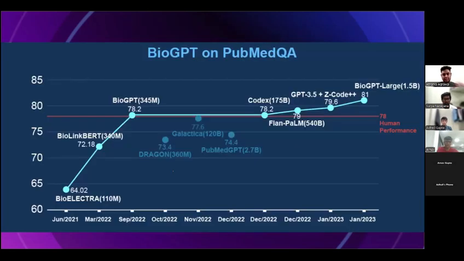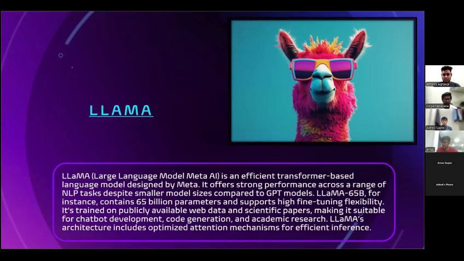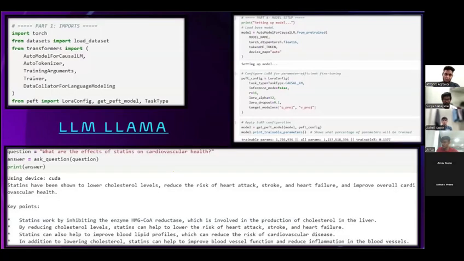So this is the performance graph, the timeline graph on BioGPT. Now coming to Llama, we used Llama 3.2 1B Instruct sourced from Hugging Face, which is fine-tuned on the PubMedQA dataset, as shown in the figure. So this is the PubMedQA dataset. Our total fine-tuning code is available in the repo.